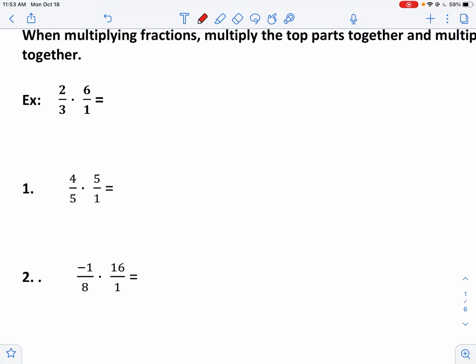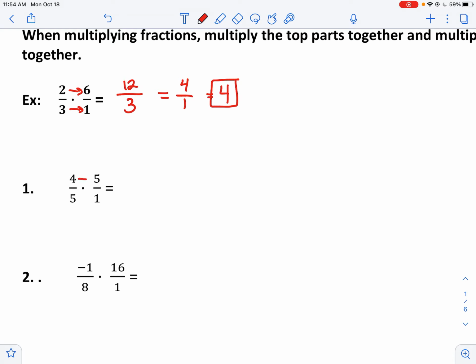Whenever you multiply fractions, you will just multiply across left and right. So I will multiply the top two numbers together, 2 times 6 is 12, and I would multiply the bottom two numbers together, 3 times 1 is 3. And of course I could simplify this. 12 divided by 3 is 4, 3 divided by 3 is 1, or I could simply write this as 4.